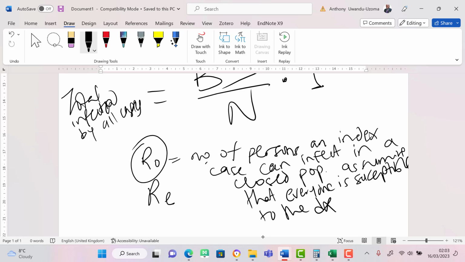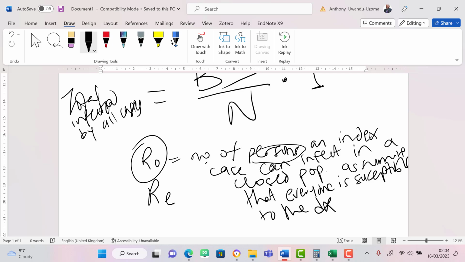reproductive number. So the reproductive number tells us the rate at which a single person, that's those that contract the infection, will spread that infection to other members of the population. Now the assumption here for R0 is that every member of the population is susceptible to the virus. That is the assumption.